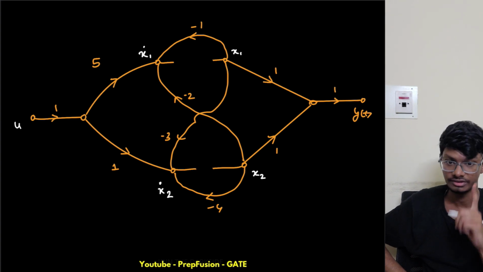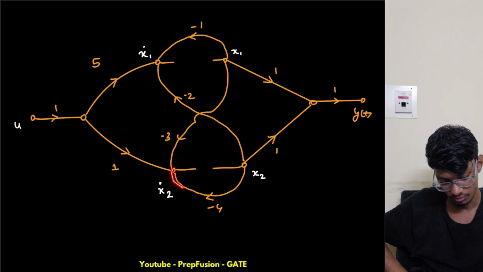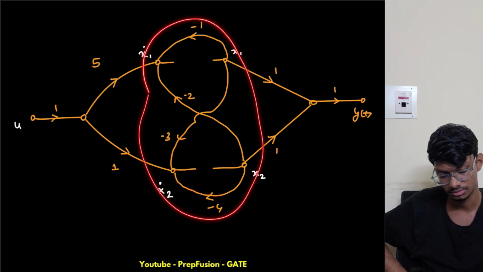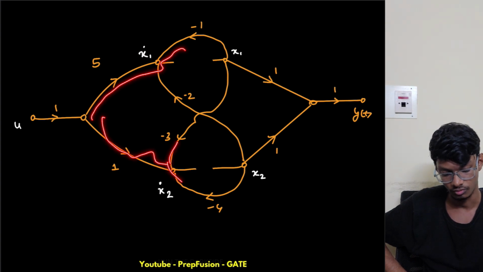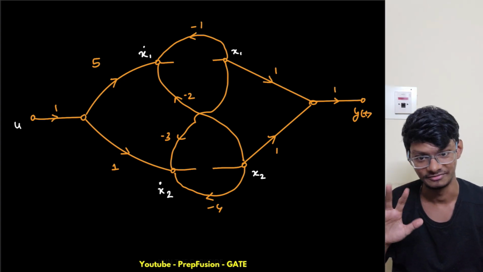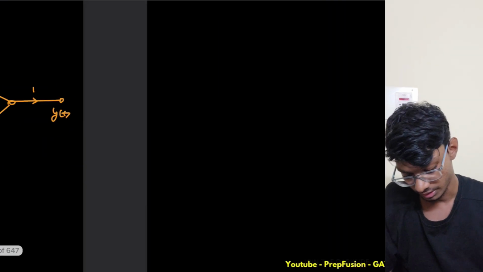Do I have any loops formed? If I come from here, this is against the flow, this is also against the flow. No, there is no loop in this. Is there any loop here? No. Is there any loop here? No, all of these are against the flow. So I am relieved, but still be careful. First I will write x1 dot.